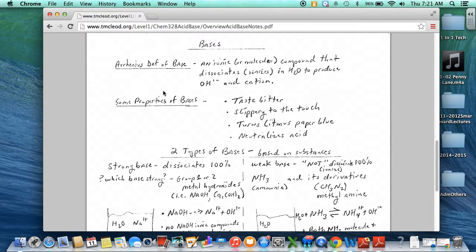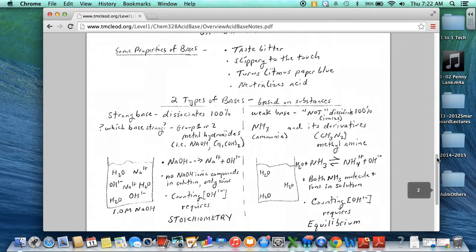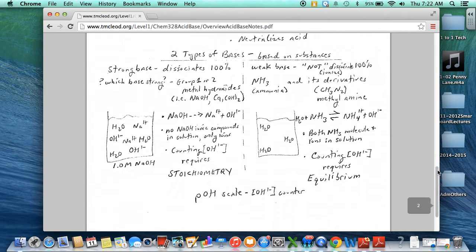So the erroneous definition of a base is an ionic compound, and there can be molecular compounds that dissociate, and if it's a molecular compound, it ionizes in water. Now you produce OH minuses and cations. It tastes bitter, slippery to the touch, it turns litmus paper blue, and it neutralizes acids. Again, there are two types, and basically the same idea works here.